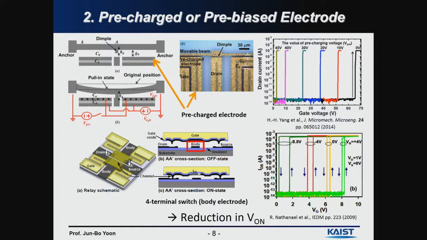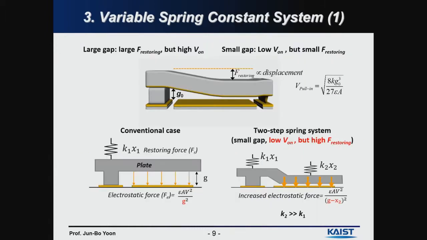And the second method, which was developed by Professor King Liu in UC Berkeley, they are using the 4-terminal device, and they are using the body bias. This is very similar to the body bias in the MOSFET. So they succeeded to get down to the very small voltage using this method.